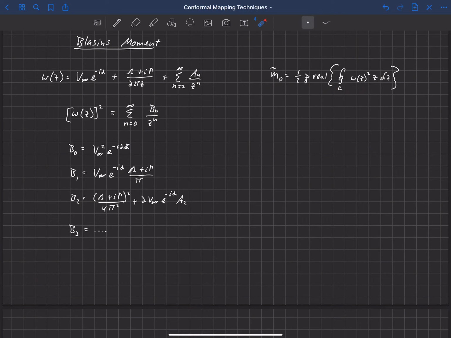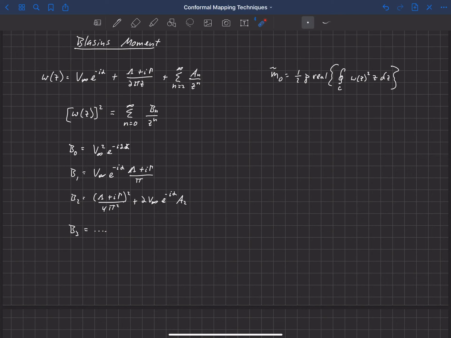This is the Blasius relation for the pitching moment about the origin as a function of that complex velocity. Again, for the pitching moment, what we need is actually W'(z) squared, times z. We saw in the previous lecture that W'(z) squared can be written as an infinite series with b_n coefficients. If you just take this equation and square it, these are the coefficients you get for these b_n terms. We showed the first three coefficients here, and then of course you could keep going.